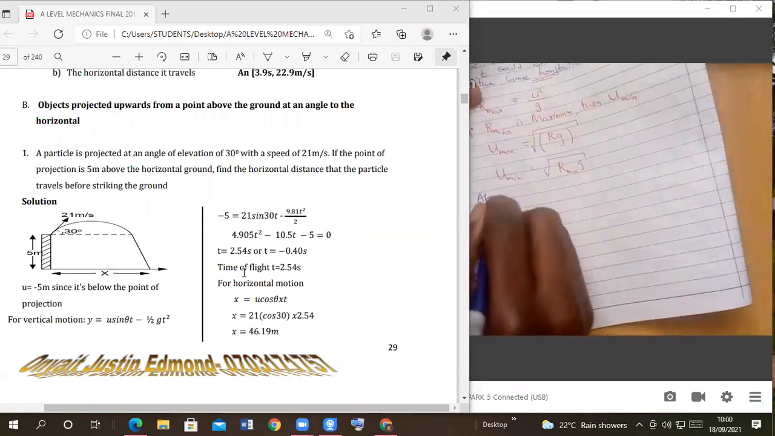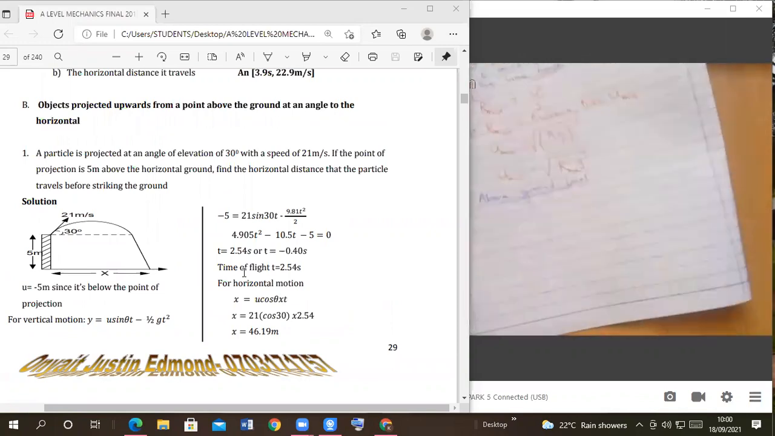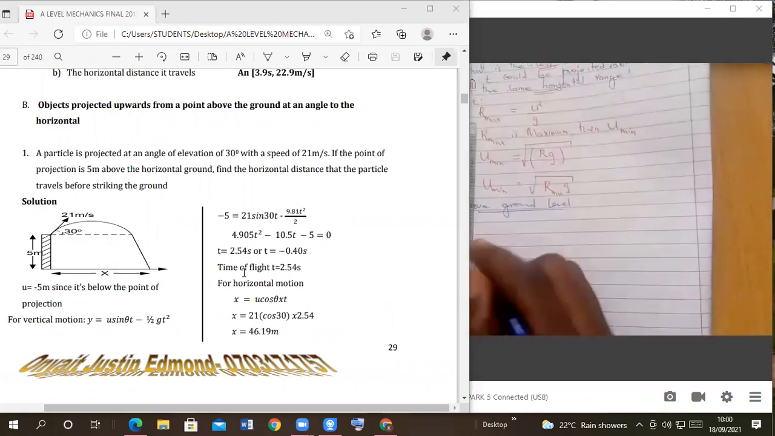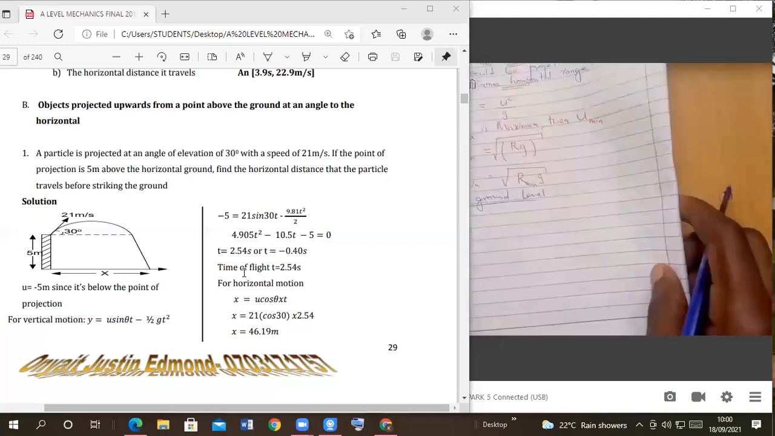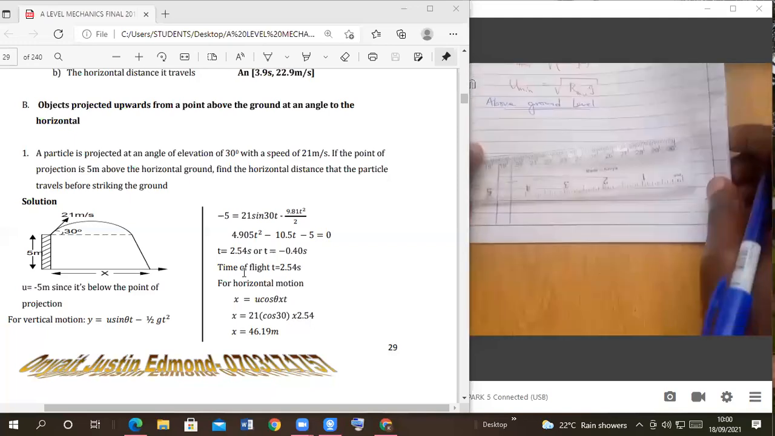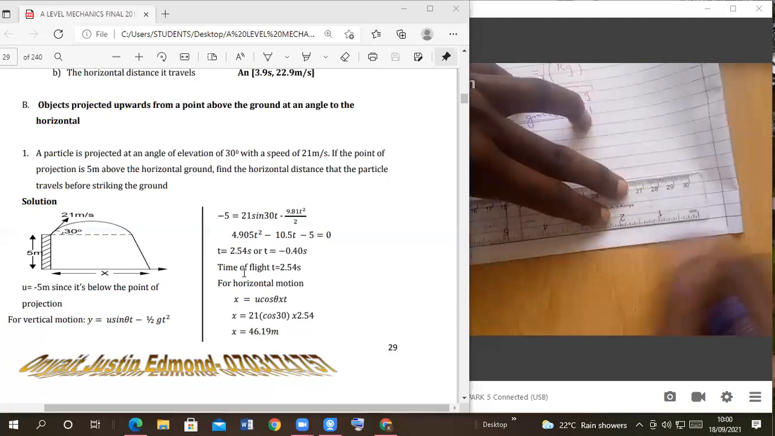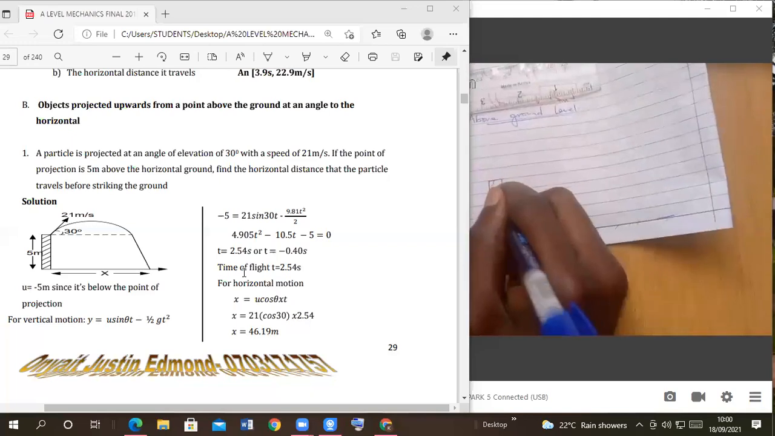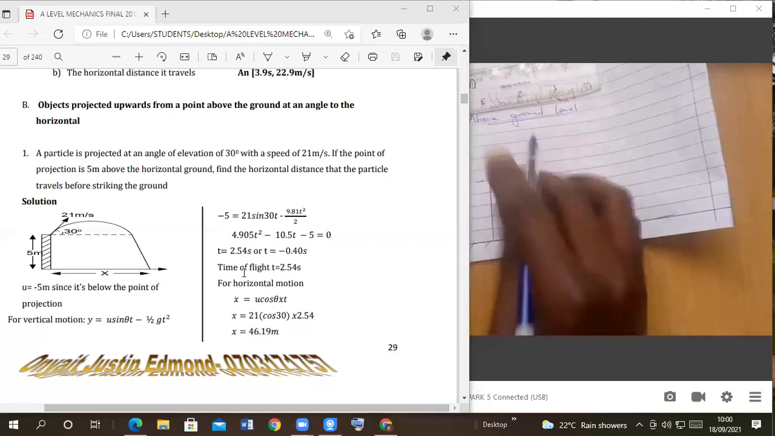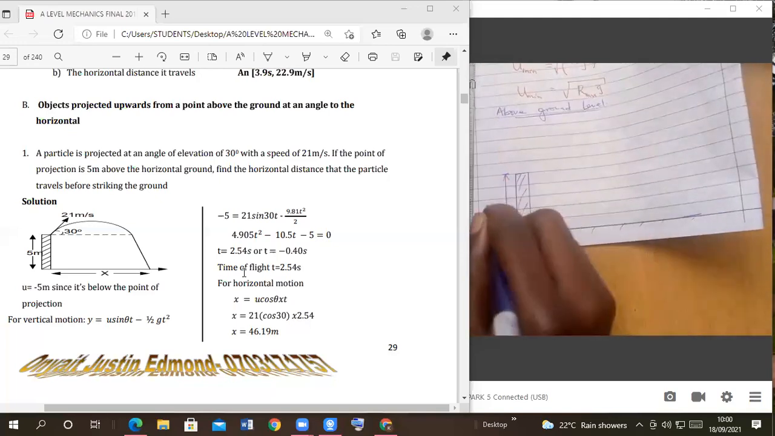Ground level, when the body is projected. Take for example, we have a cliff there. We are here, at that point. So this is the ground level. So the body is projected here. This is the given height. Let me call it H.